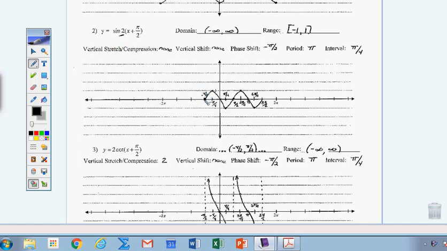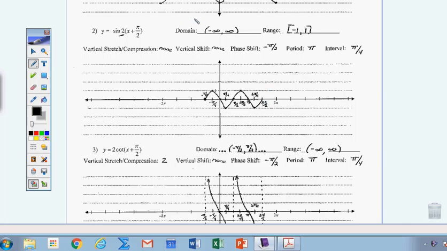So now I would just simply move over an interval from my starting point. My intervals are pi over 4. So I go over pi over 4, and I go up 1. Then I go over pi over 4, and I go back down to my starting point. Over another pi over 4, and down 1. Over pi over 4, and back up 1. And this is just repeating the wave of the sine graph. And then we continue that on.